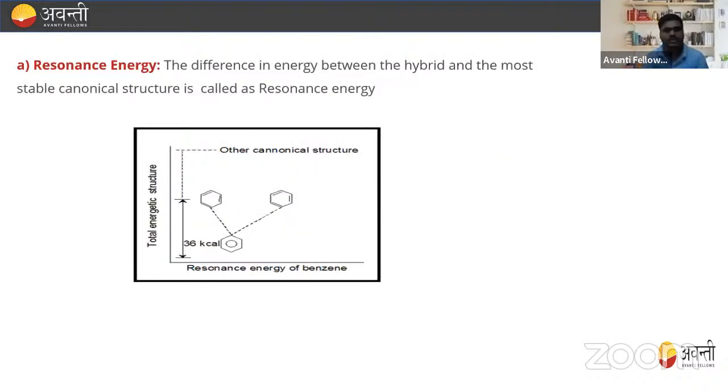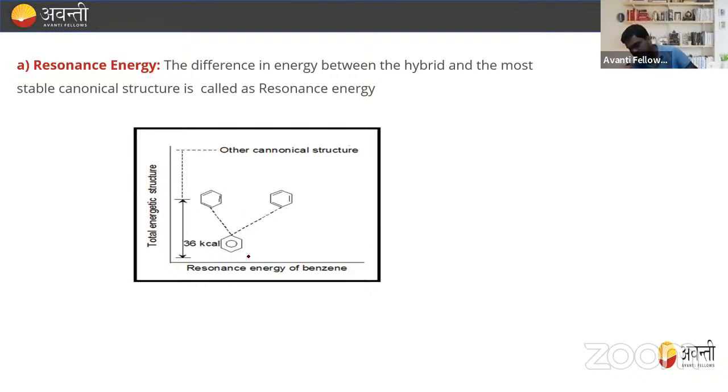Okay, good. Now, this is called resonance energy. What is this resonance energy? Basically the difference in energy between the hybrid and the most stable canonical structure is called the resonance energy, right? Here we can say that is the total energy structure. This is the structure of benzene, and this is also a structure of benzene. So this is a resonance diagram of benzene where the shifting of electrons takes place, right?